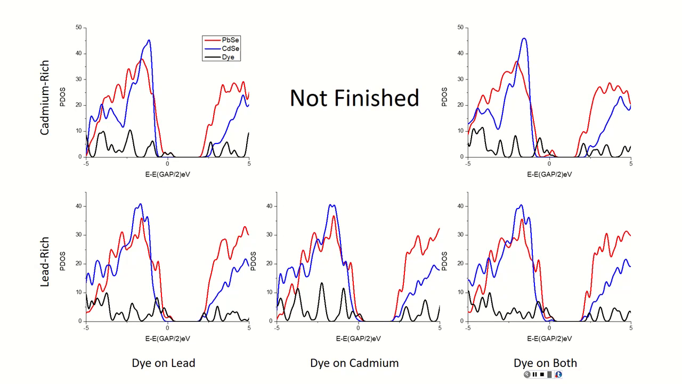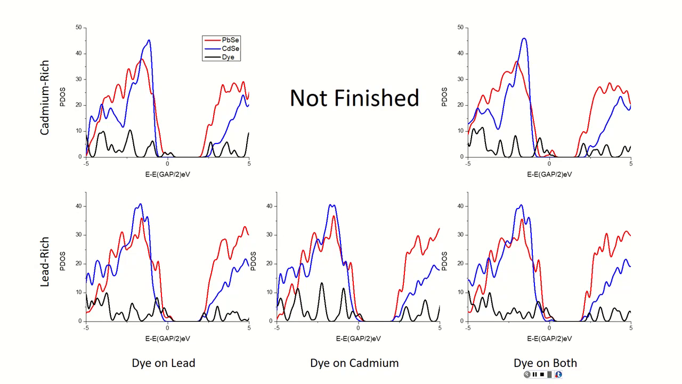But again, those will not give you exactly the information on where the orbital is. We need to look at the orbitals to be sure, because it's probably hybridized states, of course. It's not just coming from lead or just from cadmium. Also, if it's on the surface, you're saying why it's hybridized with cadmium. It might be.